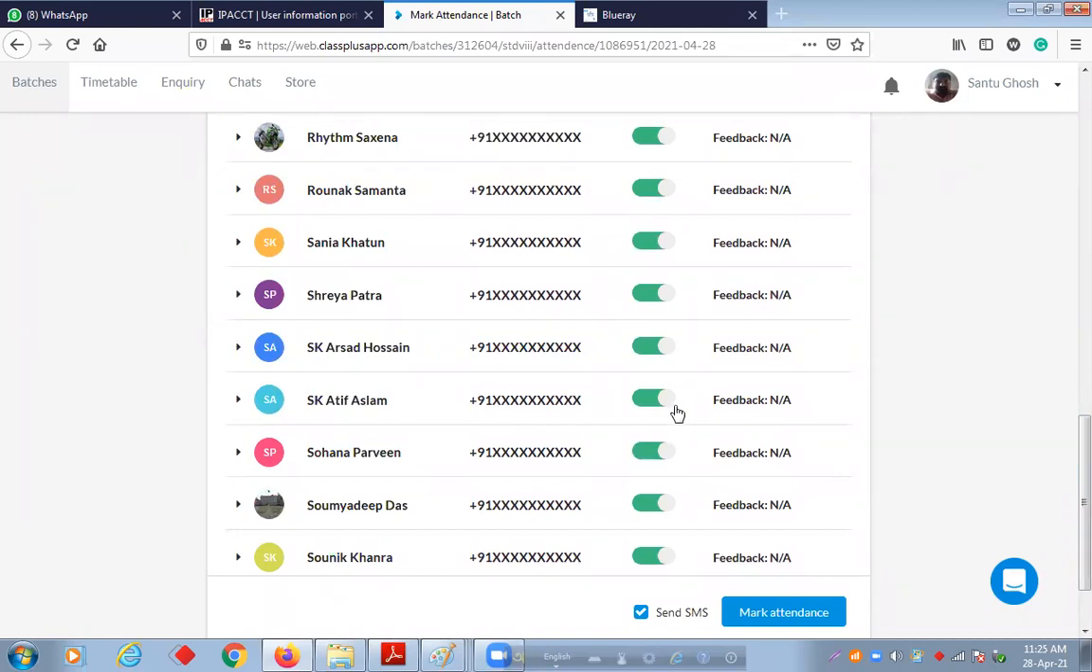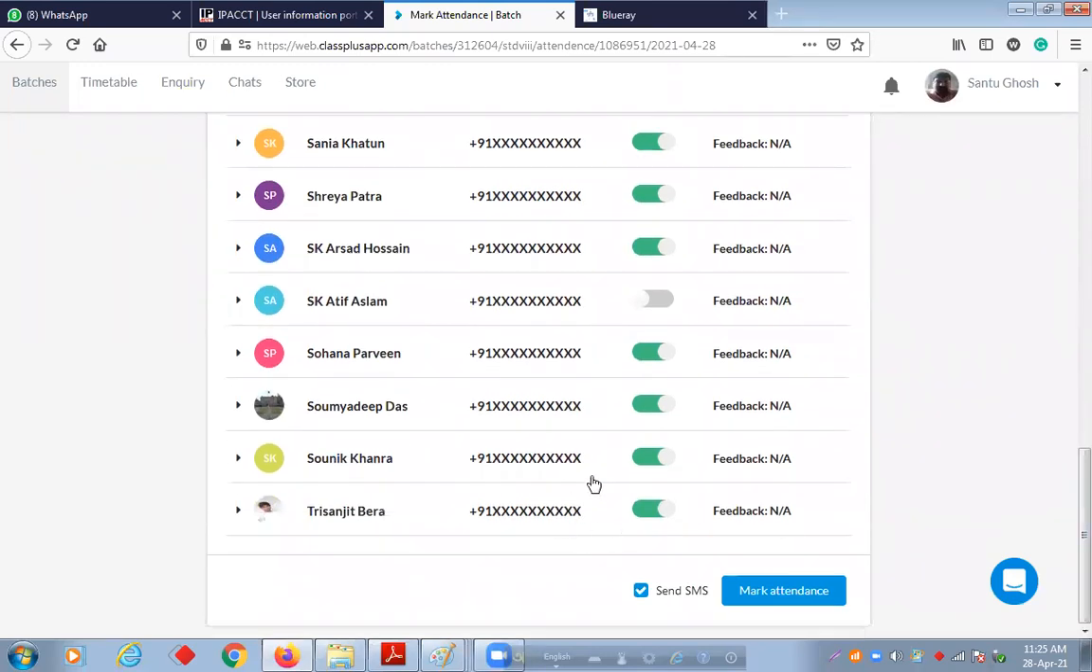Atif Aslam, are you there? Then it's absent. Sohana Parveen, are you there? No, she was just there. Okay, she is there now also. Sonik Khara, are you there? Sonik Khara absent. Trishanjit. Sir. Okay, Trishanjit is present. Sonik is absent, right?